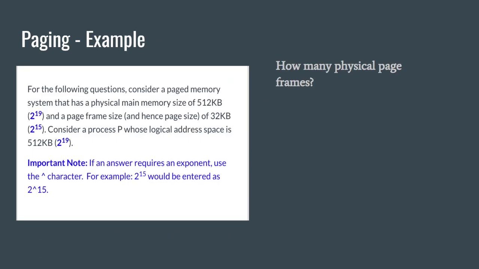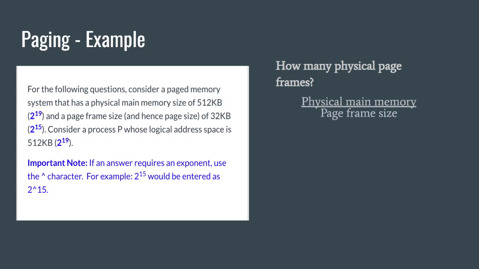So let's go to some examples real quick. In this example, we have a main memory size of 512 kilobytes, so 2 to the 19th, a page frame size of 32 kilobytes, 2 to the 15th, and a logical address space of 512 kilobytes, 2 to the 19th. Now, we need to find how many physical page frames there are. Our little formula to find the physical page frames, if you could click once, Chris, is our physical main memory divided by the page frame size.